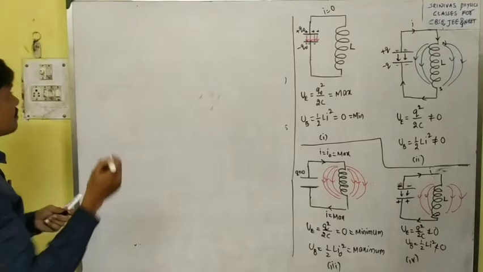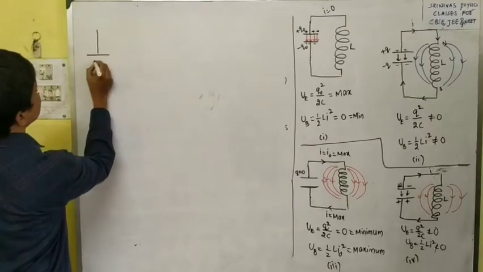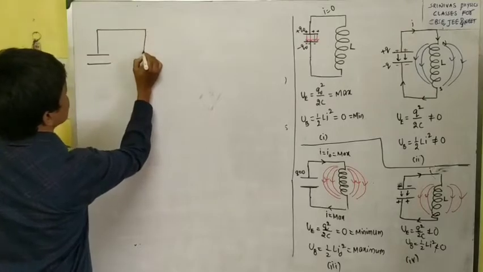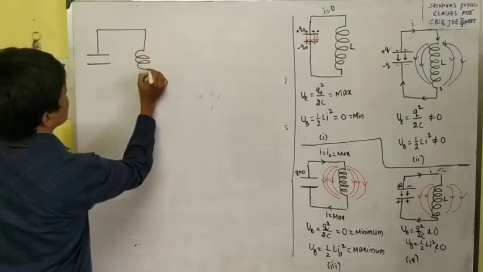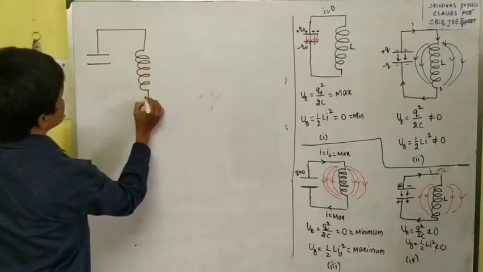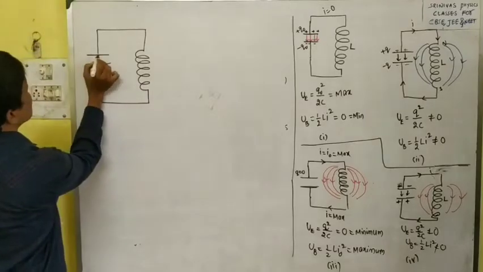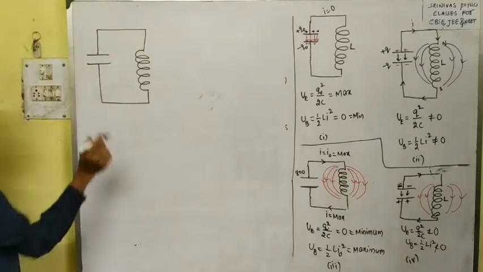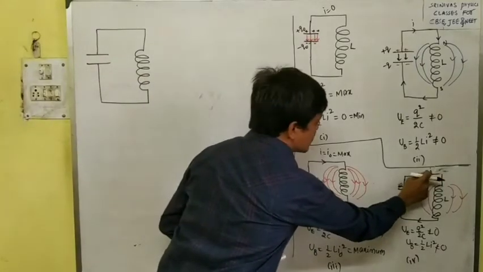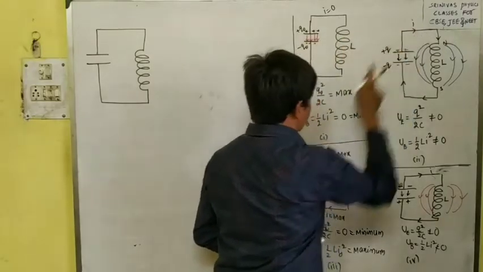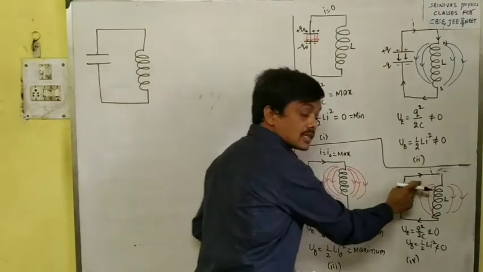Again we have to take the capacitor. This is the capacitor. This is the inductor. Right, the capacitor now is fully charged. Okay, some more charge, the current is decreasing here. First the current is 0, next it increases, becomes maximum, next the current decreases.